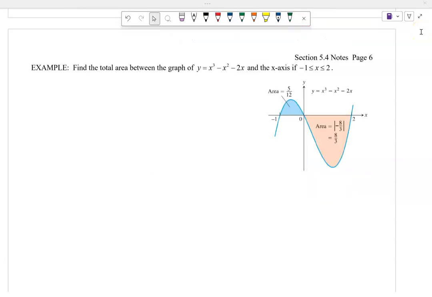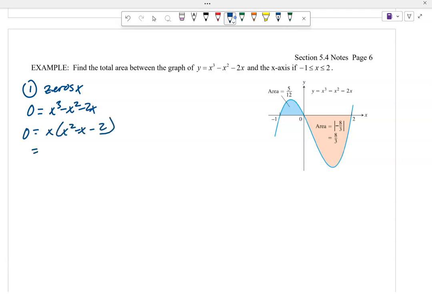All right, let's do another one here where we're finding total area. So on this one, let's say that I didn't have the graph. The first thing I'd want to do is find, where are my zeros? Where does it hit the x-axis, so I can get an idea of where it's above and where it's below the x-axis. As I take an x out, I got x squared minus x minus 2. So I got x minus 2, x plus 1. So x being 0, x being 2, x being negative 1.